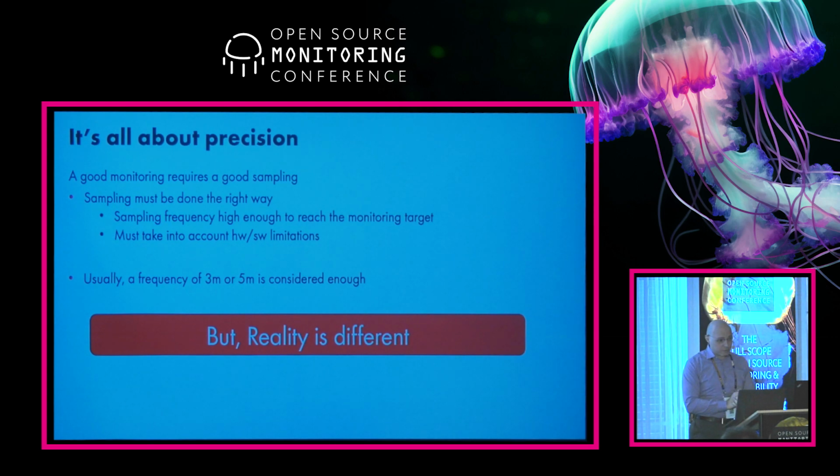Second point, it's all about precision. Monitoring something is sampling something, so we have to set the right sampling frequency. Otherwise, we see something that is blurred, so it's not reality. We have to set the right sampling ratio, and we have to cope with hardware and software limitations. Is the device fast enough to answer you and provide the right data? Can the software process this data? A lot of questions. But going back to the sampling window, it's common knowledge that 3-minute or 5-minute sampling is enough. I don't think so. So let's see why.